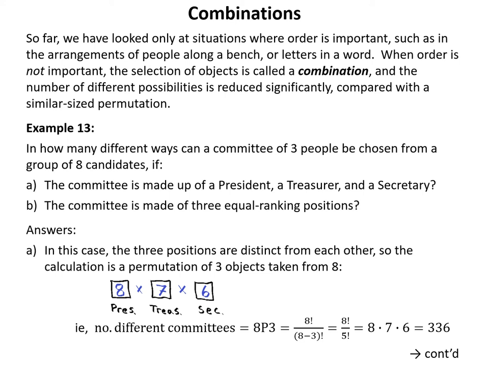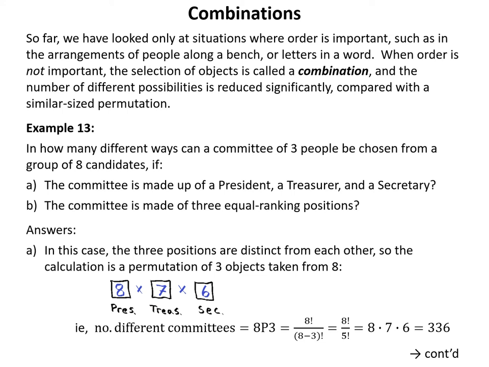Now, in example 13, we're asked to figure out how many different ways a committee of three people can be chosen from a group of eight candidates, in two situations. In part A, the committee is to be made up of a president, a treasurer, and a secretary. And in part B, the committee is to be made up of three equal ranking positions.